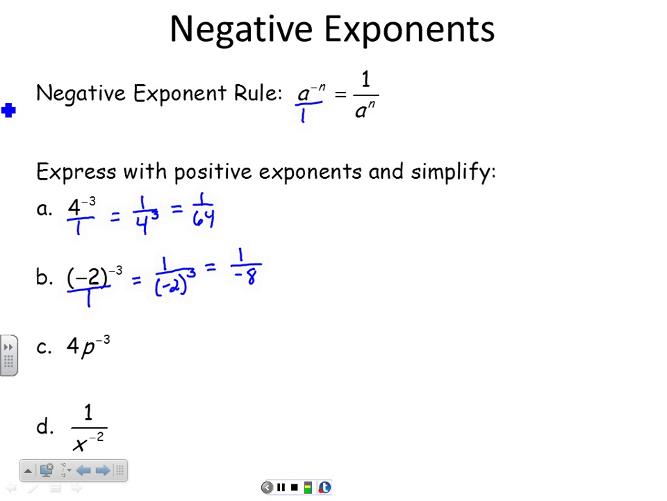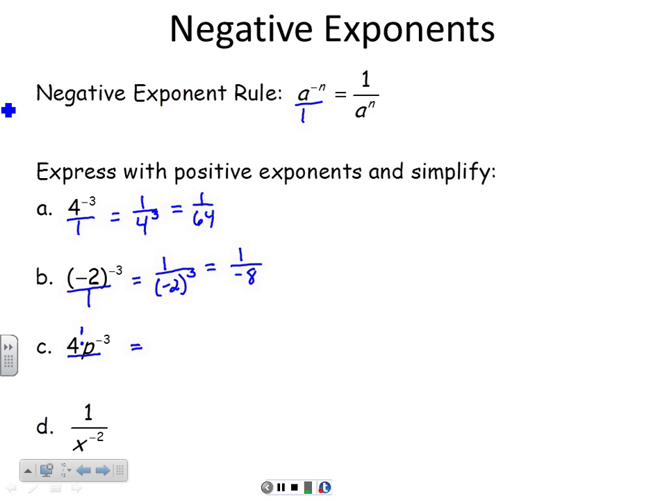Okay, letter C is a little tricky as well. You have to understand that this says 4 times negative 3. And so 4 has its own exponent of a positive 1. And so the 4 is good. It doesn't have a negative exponent, so we're going to leave it alone.